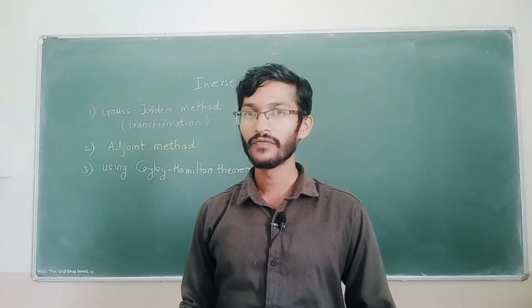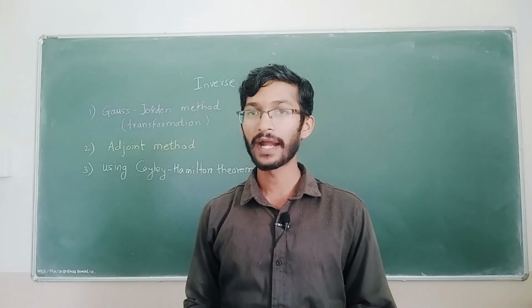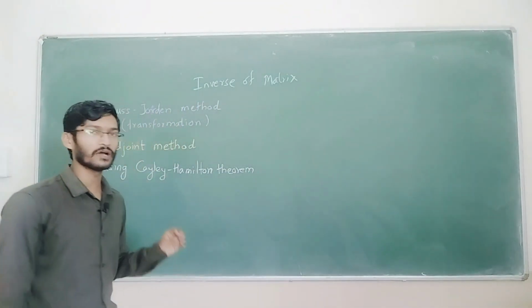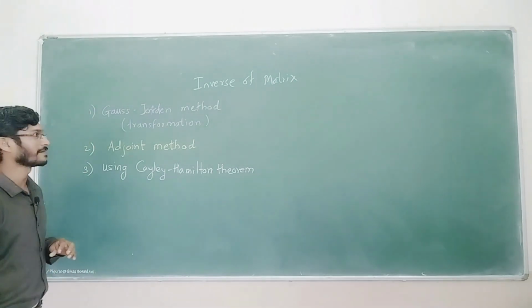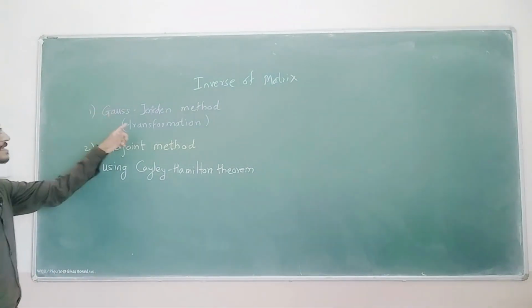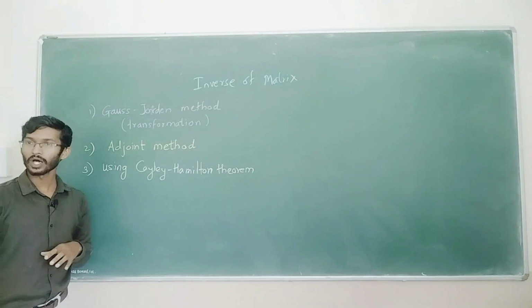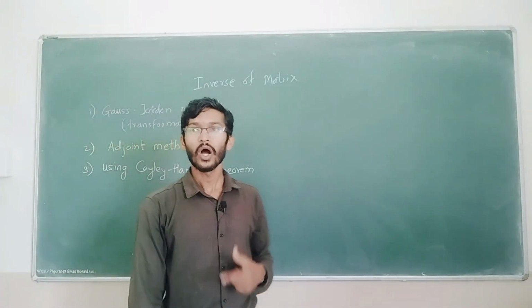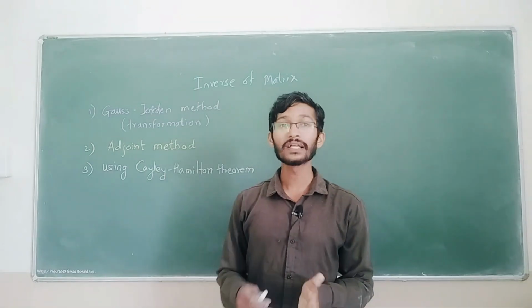In this video, we are going to start how to find out the inverse of a matrix. Now basically we have three different methods to find out the matrix inverse. One is the Gauss Jordan method, or usually we call this a row transformation method, or we can also do it with the column transformation.